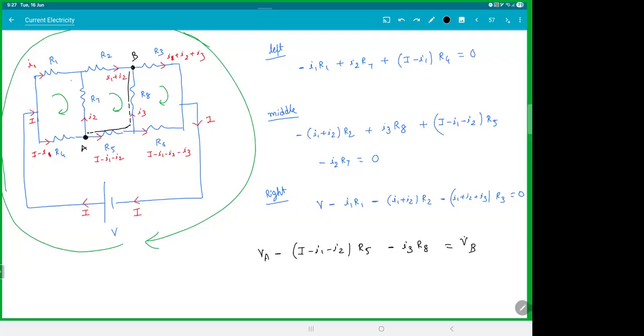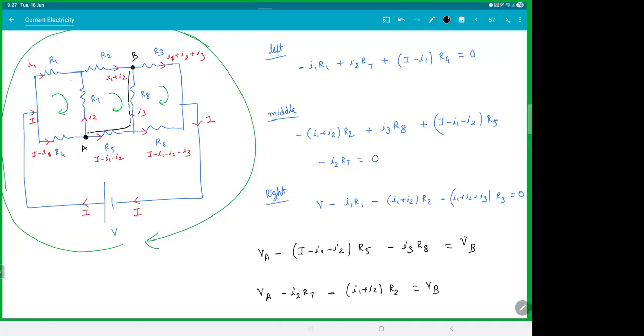You can also write like this. If you go up, VA minus I2 R7 minus I1 plus I2 R2 is equal to VB. This is also right. Both will give you the same answer. It doesn't matter how you go from A to B. Potential is a state function. It does not depend on the path. Both the equations are right. You could have taken any path. Please have a look at all the equations, any sign, anything you're not convinced, something looks weird.